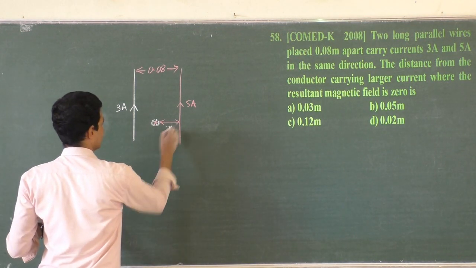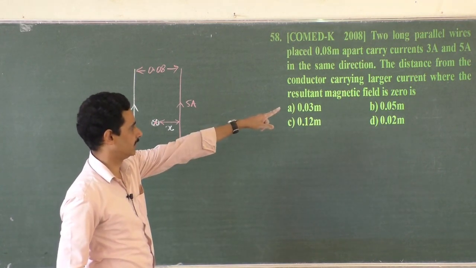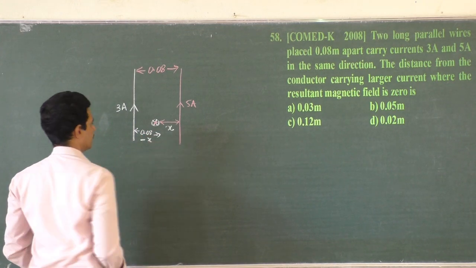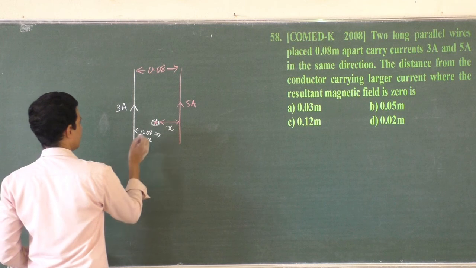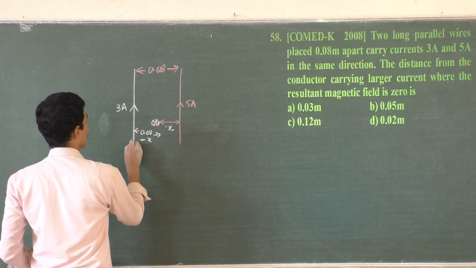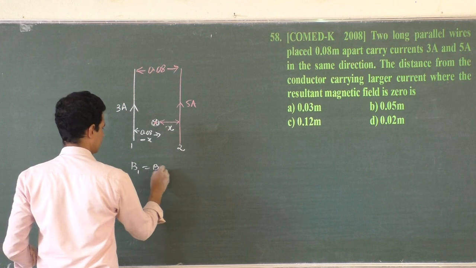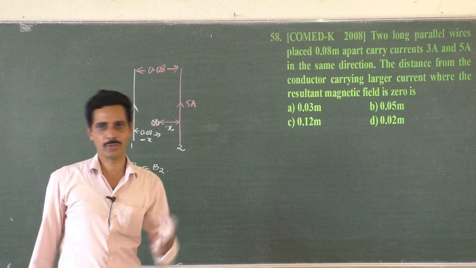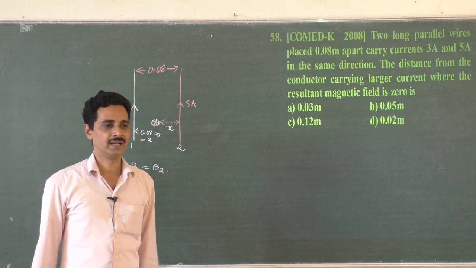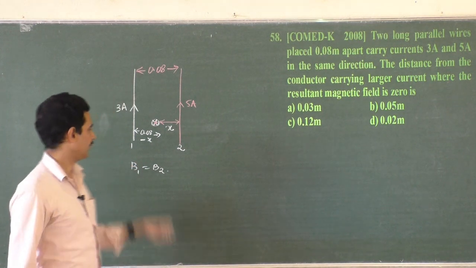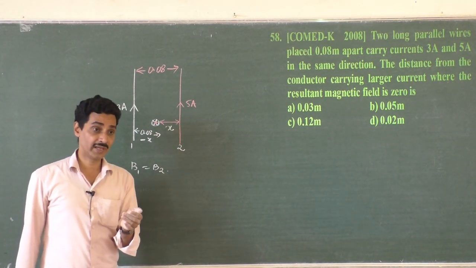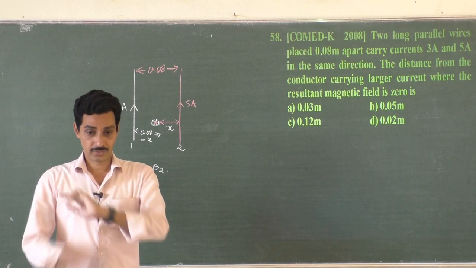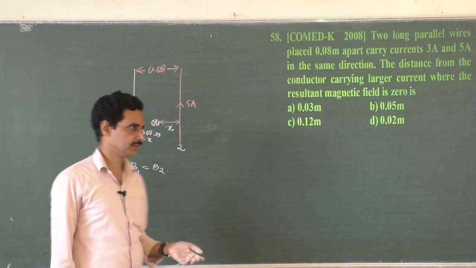Now, let that point be at a distance x from the conductor carrying larger current. Then, let this be 0.08 minus x from here. Now, the magnetic field produced by the first conductor, 1 and 2 I'll write, must be equal to the magnetic field produced by the second conductor. Because they are opposite, somehow we have selected a point where they are opposite. There is no question of again arguing whether they are opposite or not. Only the thing is, even though the two magnetic fields, two vectors are in opposite direction, resultant may not be 0 because they may not be equal. So equal and opposite, that net field will be 0.